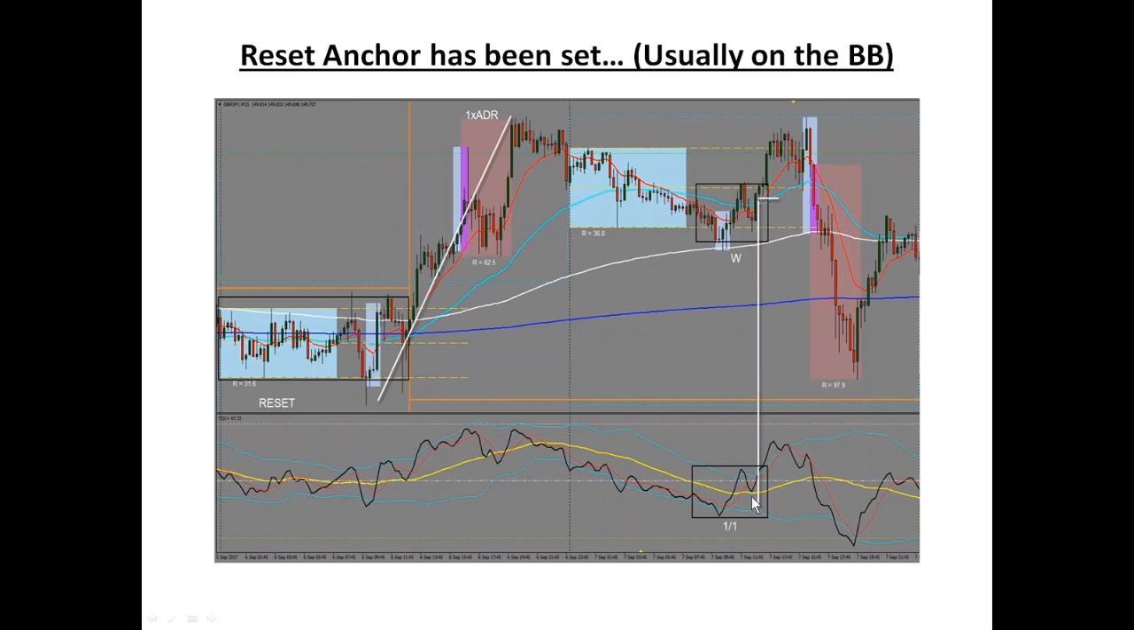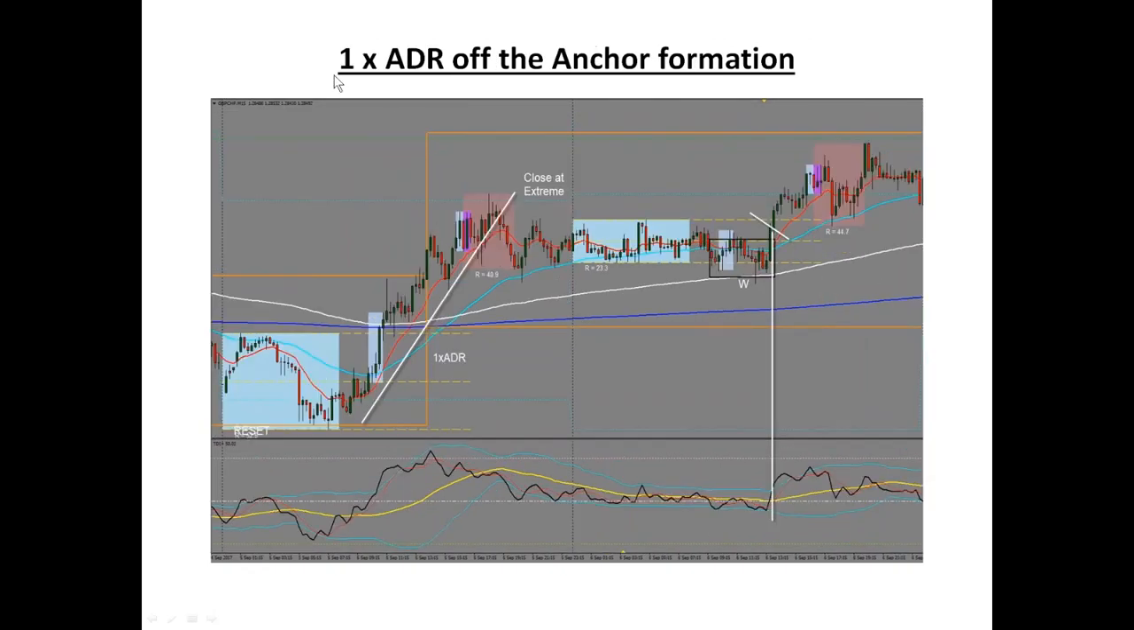Okay, notice one leg out of the band, one leg in the band. So we do need all the safeties: one ADR off that anchor low. In this case, anchor low, anchor high, right? So if this is my reset, notice they're slightly below the Mayo, the Blueberry, sorry. They go one ADR off that low, and then they pull off of it and go sideways.